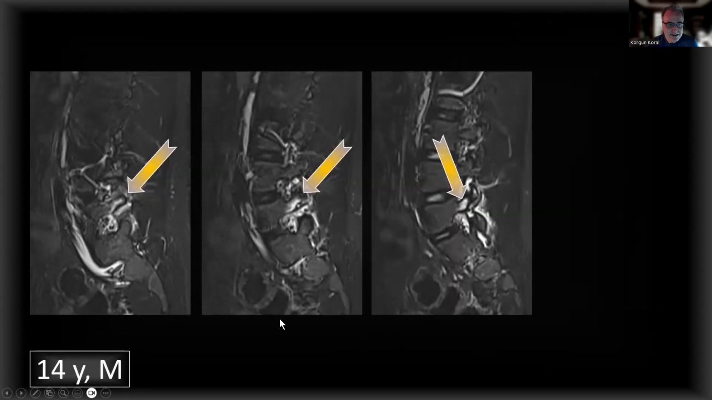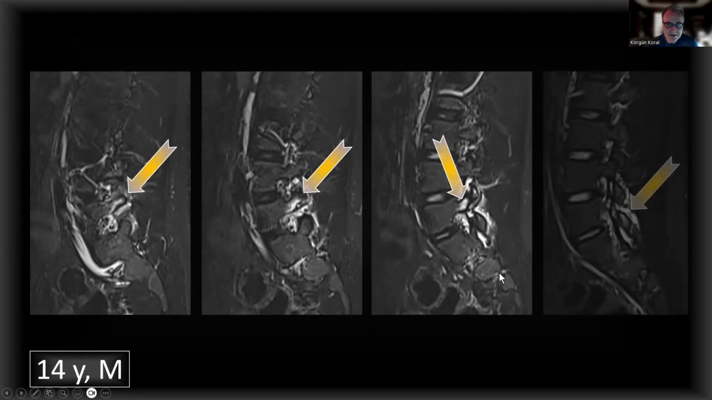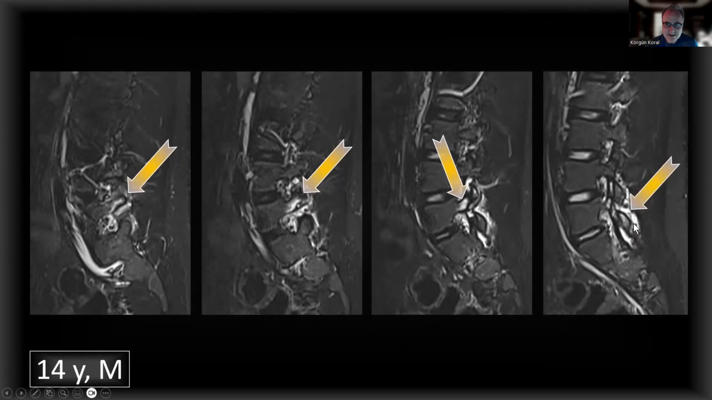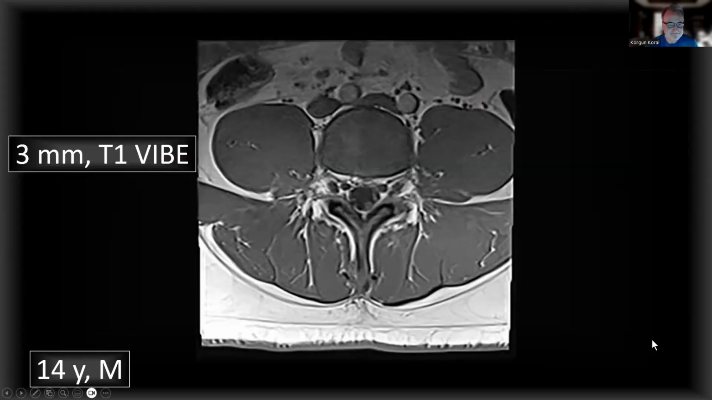So on this 14-year-old child, the pars defect is at L5 as usual. We're seeing edema about the pars defect, but also edema in the soft tissues and sometimes in the facet joint itself. In the past, it was difficult to see the pars defect on the axial images, but with high resolution T1 VIBE 3 millimeter, it's almost always possible to see the defect itself.